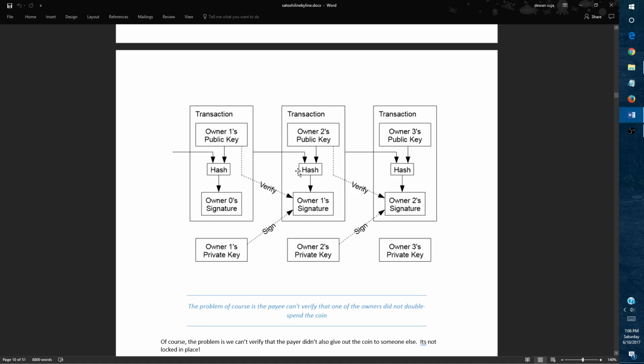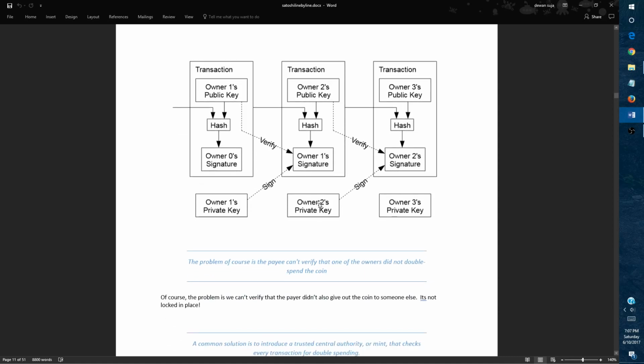Let's actually try to do it another way. So here you have a transaction. Here you have owner number 2's public key. You have his private key down here, okay? Owner number 1 has decided to send him money. And so owner number 1 sends him money, and it's verified by his public key and the hash of the previous transaction. And then he signs over the fact that he owns the public key for owner number 1. So owner 1's signature. At least that's how I understand it right now. So that's how this sort of system works.